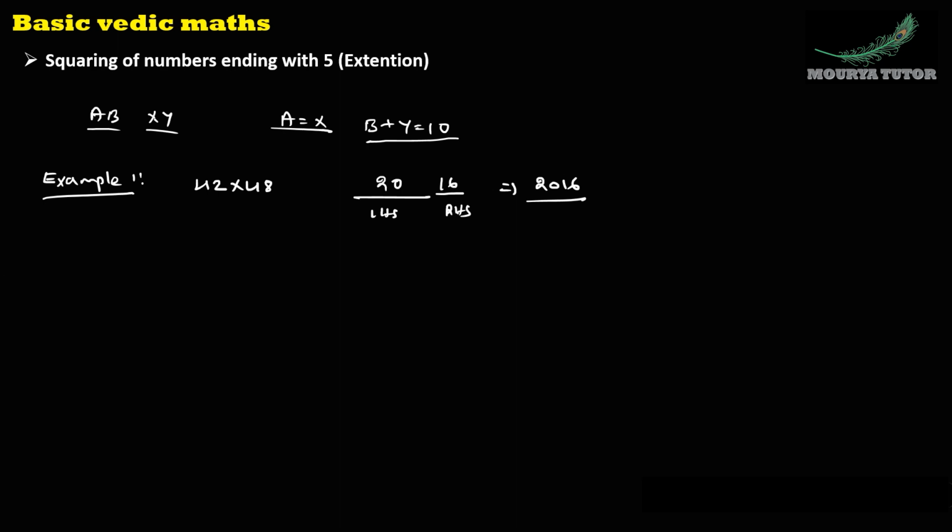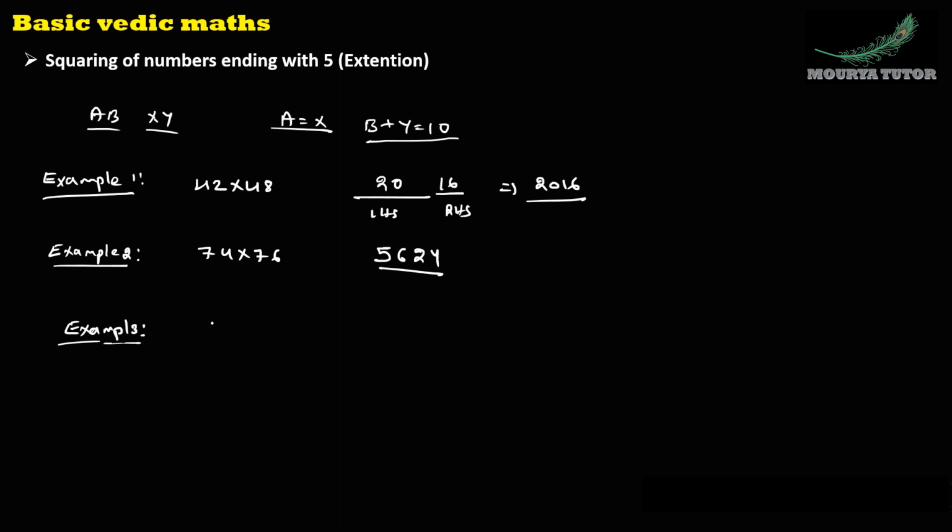Let me take one more example to make it clear. Let's suppose we need to multiply 74 and 76. Then how can you do it? You can do it for 56 and 24. This is your final answer. Okay. Last example.